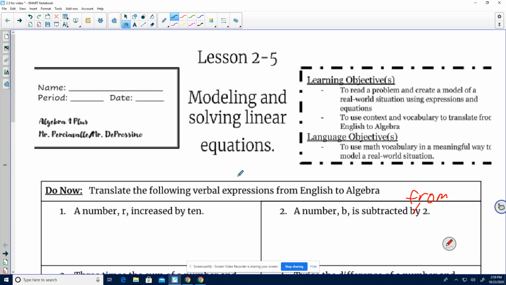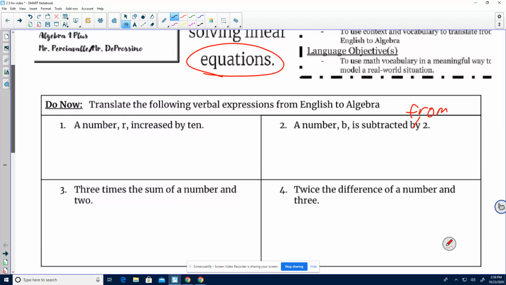All right, hi everybody. Today we're going to talk about Objective 2.5, which is about modeling and solving linear equations. So we've actually worked in Unit 1 with modeling, but now we're going to be modeling with equations, and we're going to be solving those equations.